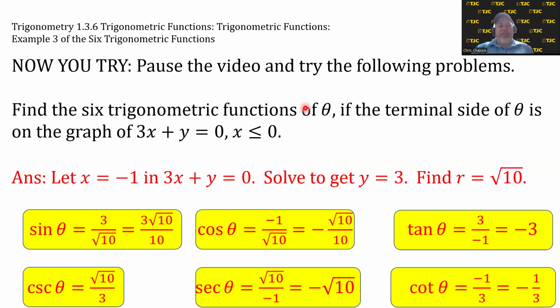If we let x equal negative 1 in the equation, we can solve to get y equals 3, and subsequently r is the square root of 10. Then we can set up all 6 trig functions, simplifying answers as necessary. Looks like the only answer that didn't need any sort of simplification was cosecant of theta.